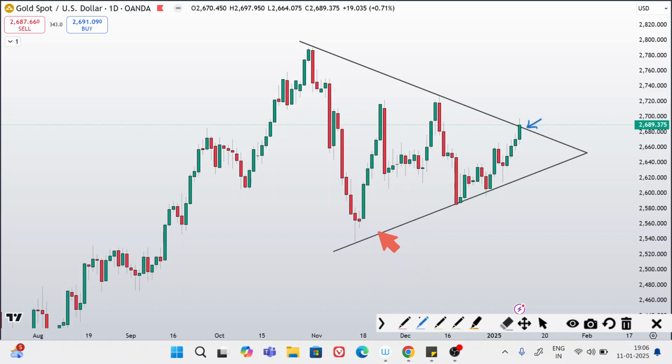See, we can plot the trend line from body to body, but for this case I plotted it from wicks only. You can see these wicks, this right over here, this right over here, and right over here. Previously you can see price was trading inside this triangle structure, and now the price is claiming, or you can say trying to break out this level. So this is a very critical level.